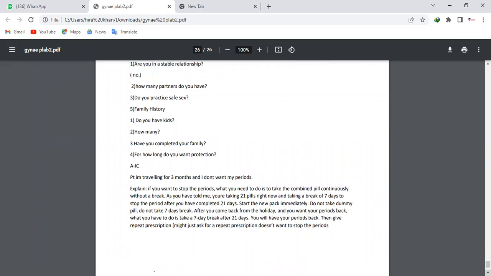Okay. Then she will mention, I want this because I'm traveling for 3 months. Then do mention, if you want to stop the periods, what you need to do is to take the combined pill continuously without a break. As you have told me that you are taking 21 pills right now and taking a break of 7 days to stop the period, after you have completed 21 days, start the new pack immediately. Do not take the dummy pills. Do not take a 7-day break. After you come back from the holiday, if you want your periods back, what you have to do is to take a 7-day break after 21 days. That way you will get your periods back. And then just give the prescription.